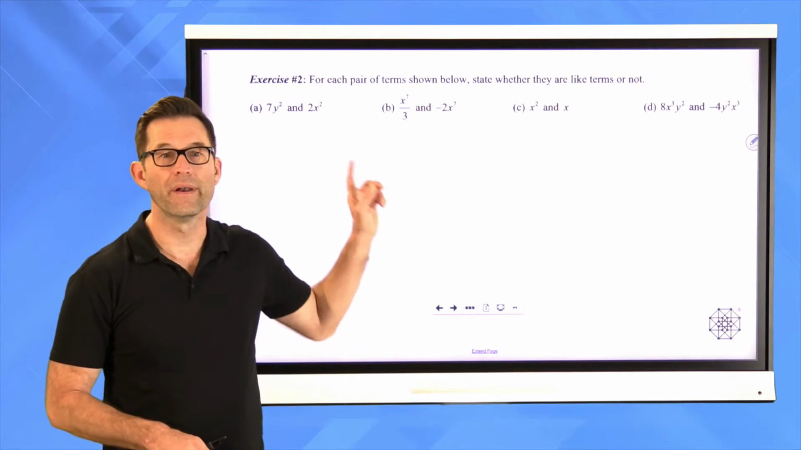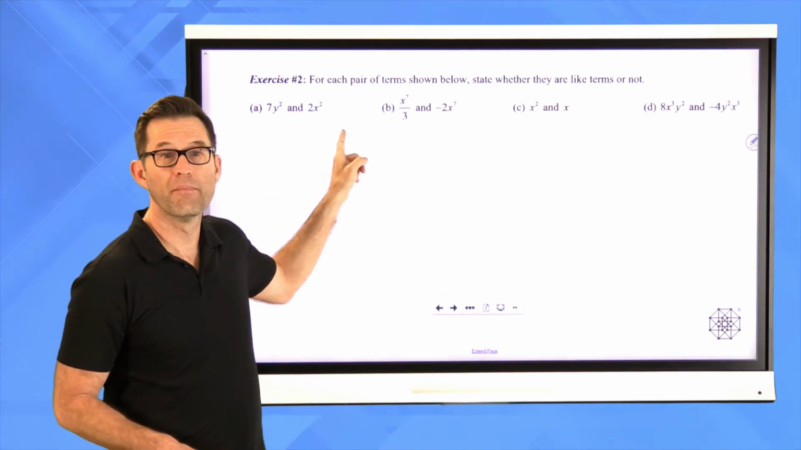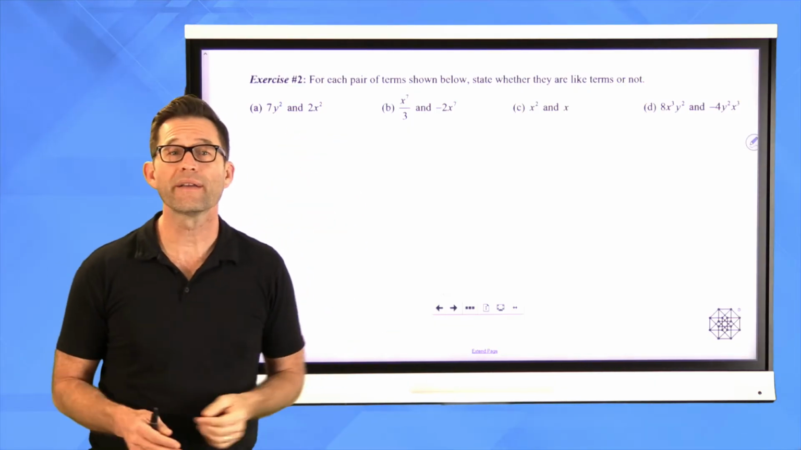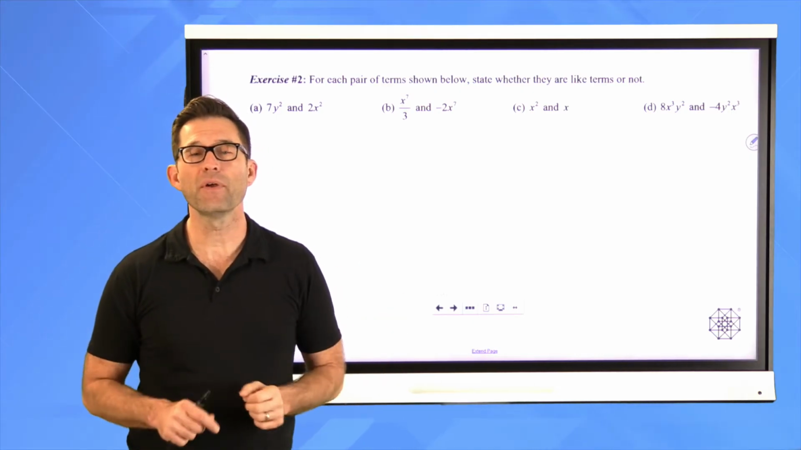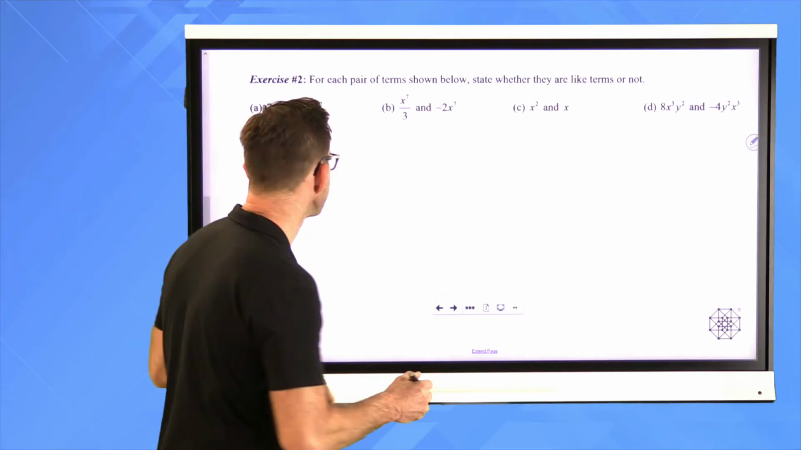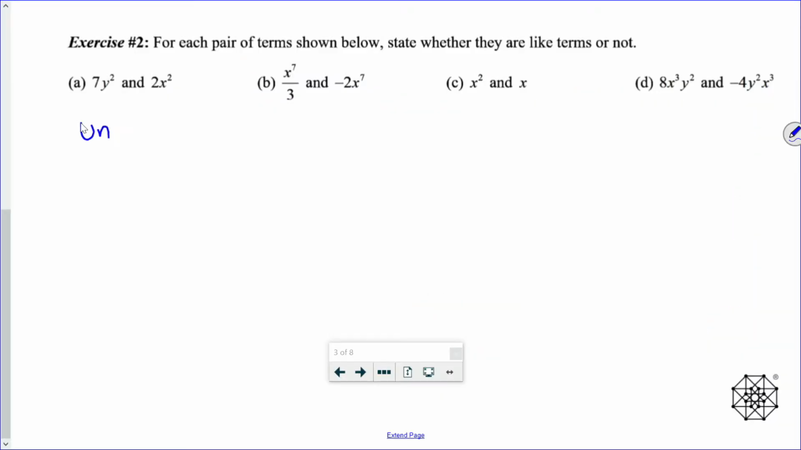All right, well, the first one, 7y squared and 2x squared, those are unlike terms, right? Even though the y and the x are both being raised to the second power, they're unlike terms because they do not have the same variable. Unlike terms.